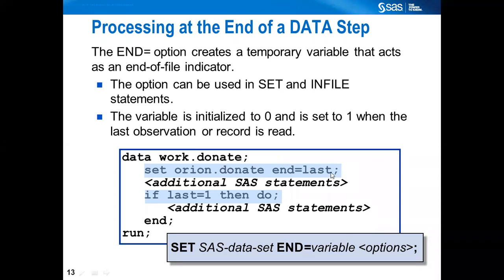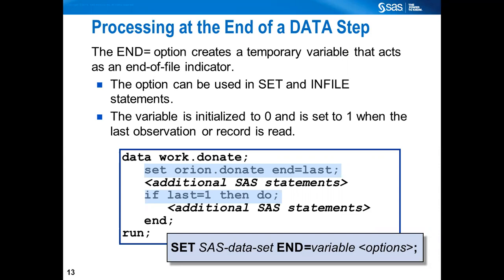Boolean expression again, 0 or 1. So what this indicates is whenever this data set is processing the last observation, this END= data set option will create a variable which will have the value 1 if it is the last observation, and 0 if it is not the last observation. So if you are writing some processing and you want to stop or terminate your data step, you can immediately write: if last is equal to 1, then do, and give the additional statements.